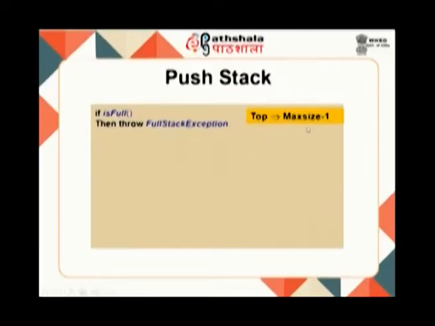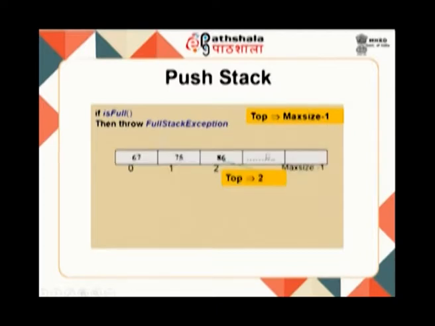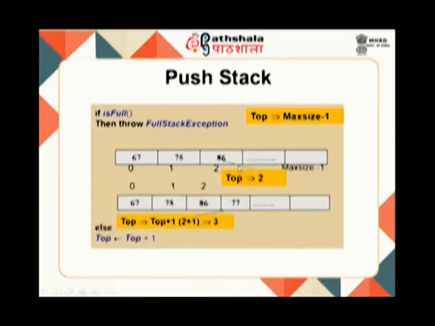So, push stack happens like this. If it is full, then you give a full stack exception, that is top is equal to max size minus 1. This we have already explained, how to find the full. So, this is the top is equal to 2. Now, I want to increment. So, what I do, top is equal to top plus 1. So, that is 3, and what I do, S of top is equal to whatever data I want to enter. So, here S of top is equal to 77. So, now I have this. So, this is the push stack operation.